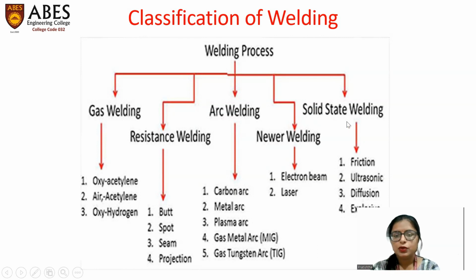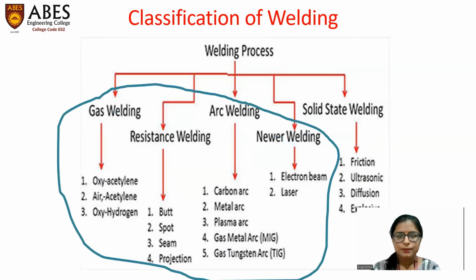In solid state welding, the highest temperature of the base metal stays below the melting point of the material. So you can say the joining takes place without the melting of the substrates or base metals. They are further categorized as friction welding, ultrasonic welding, diffusion welding, and explosive welding.